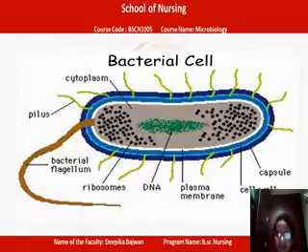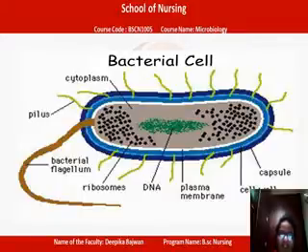Now you can see inside this cytoplasm we also have some floating material present in a disc-like shape. This disc-like material is known as a plasmid. So plasmid is basically a genetic material.